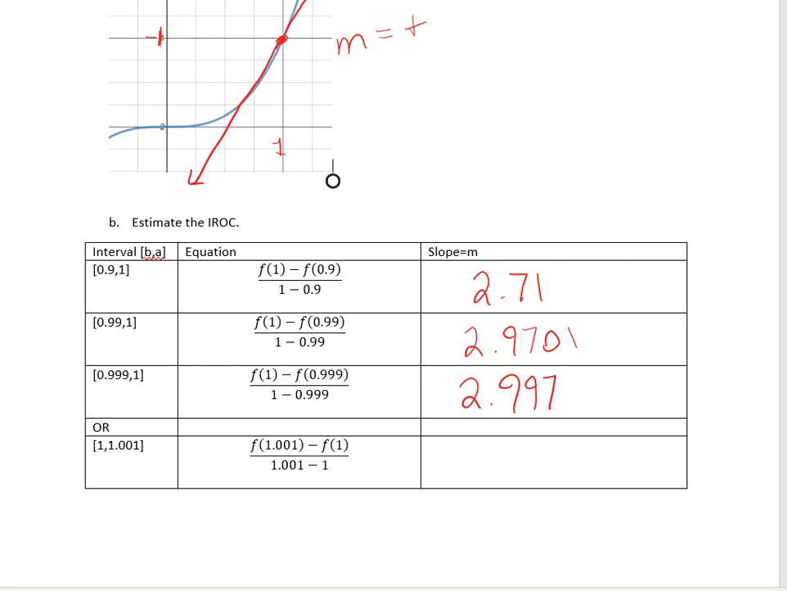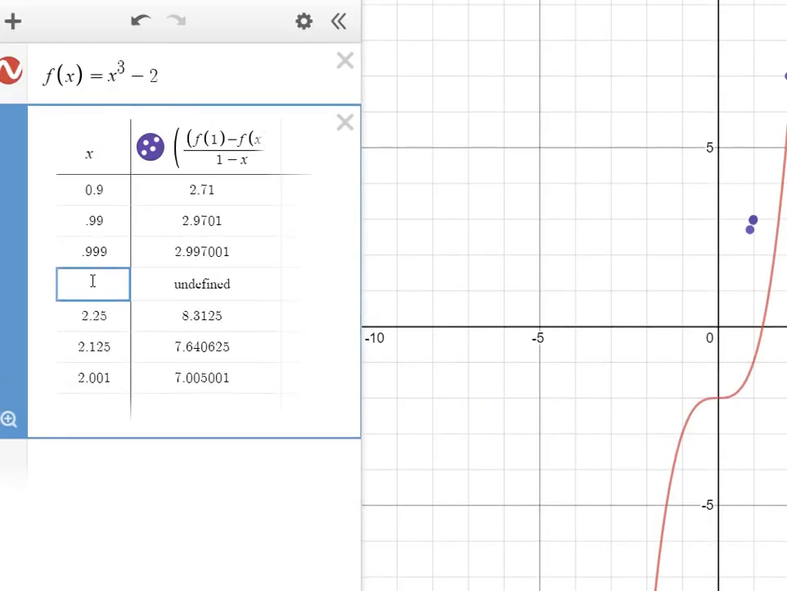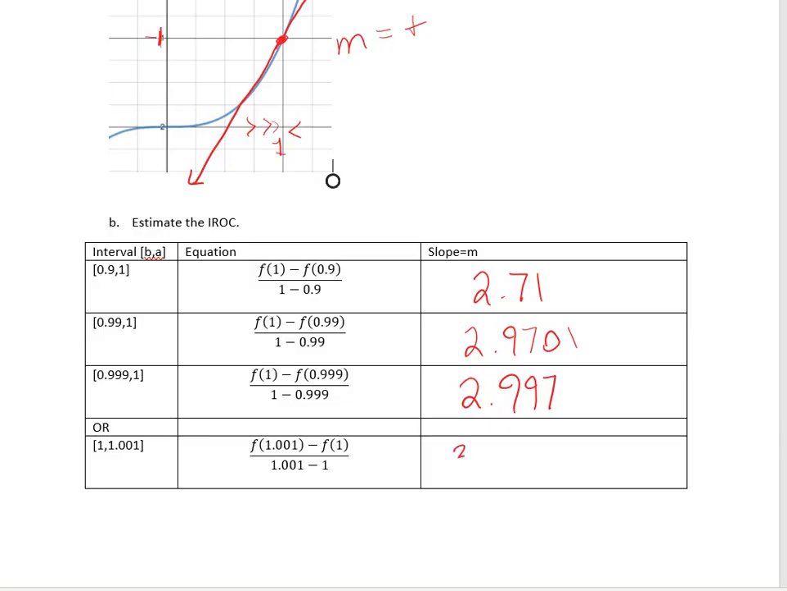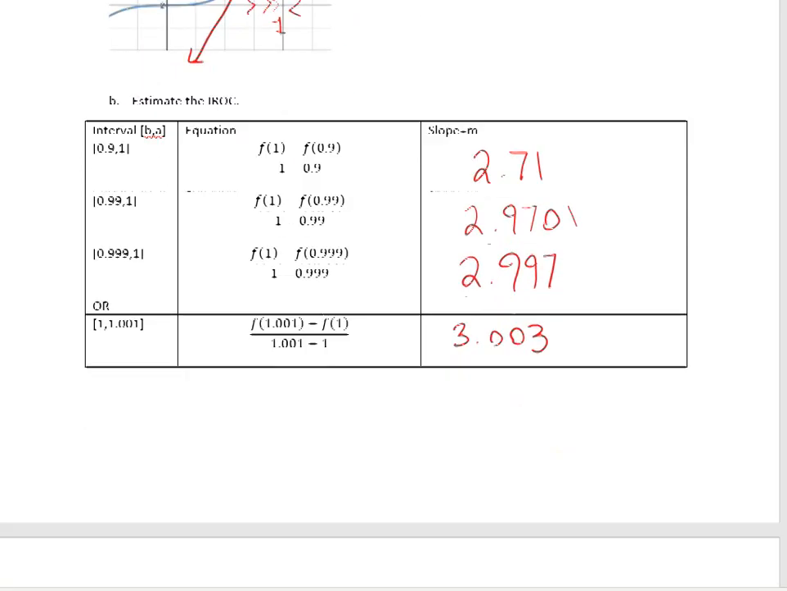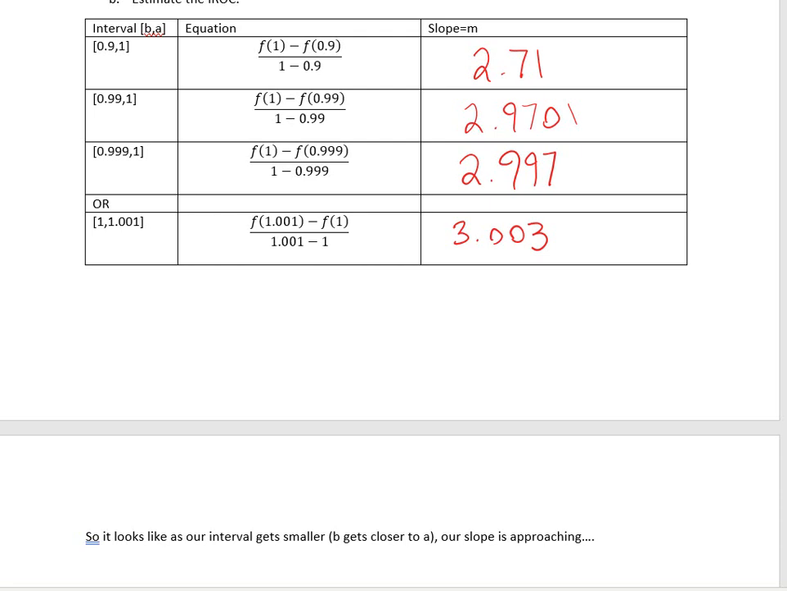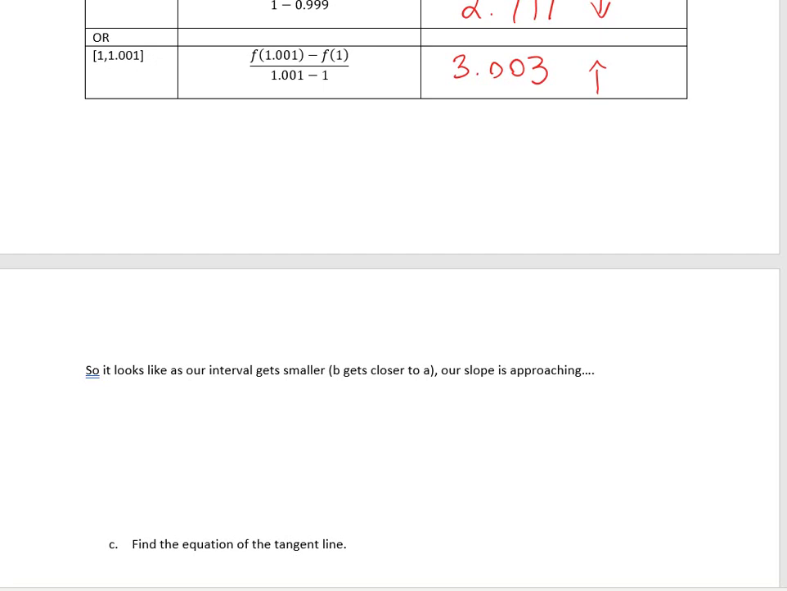Now, if I approach it from the other side, so instead of getting closer over here, what if I try to get closer with values a little bit bigger than 1? So let's just go ahead and do 1.001. Okay, so 1.001. I'm going to get 3.003. So it looks like as our interval gets smaller, so as b gets closer to a, our slope is approaching. So what's happening is that as this value gets closer to 1, it looks like our slope is getting closer to what value? It looks like our slope is getting closer to 3.